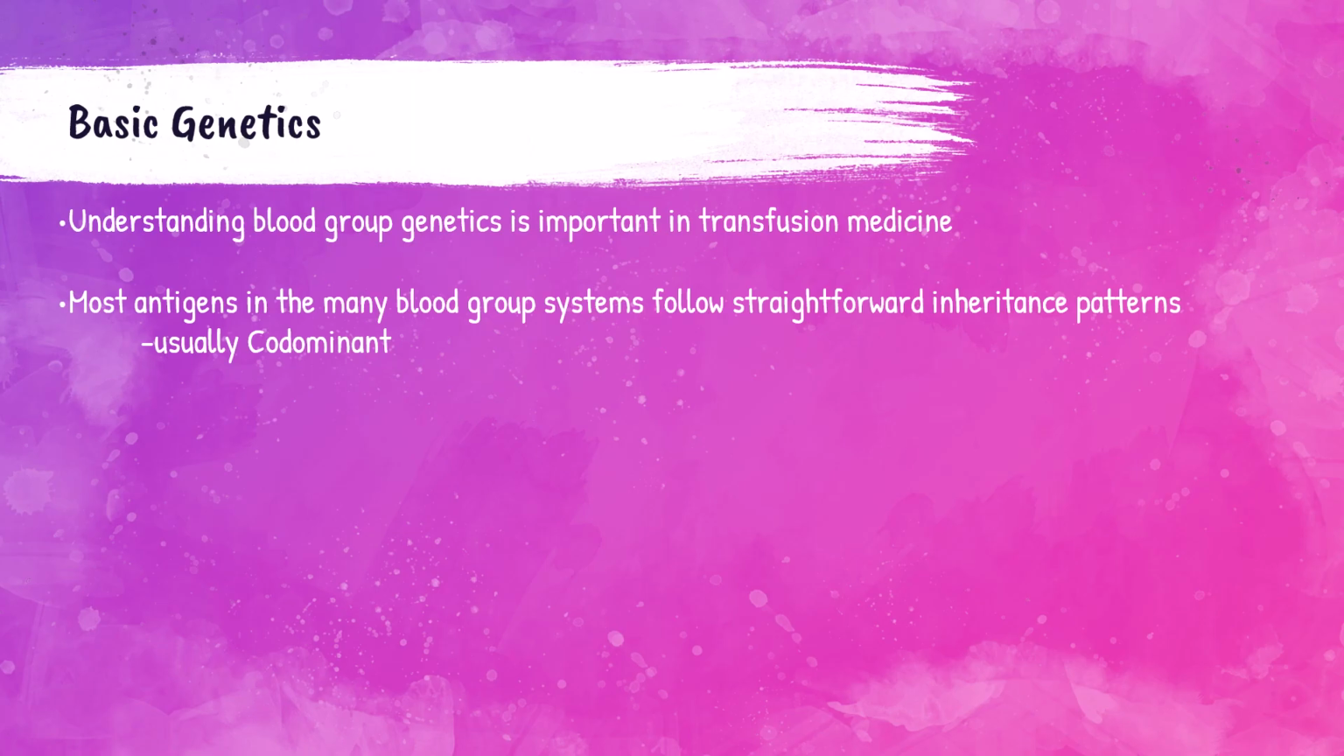So how does all of this apply to blood bank? Understanding blood group genetics is important in transfusion medicine. It's actually critically important. Most antigens, which are present on the surface of the red cell within the blood group systems, follow a straightforward inheritance pattern. They're usually codominant, meaning both alleles contribute to the phenotype.